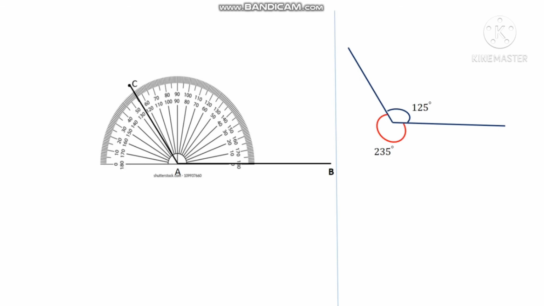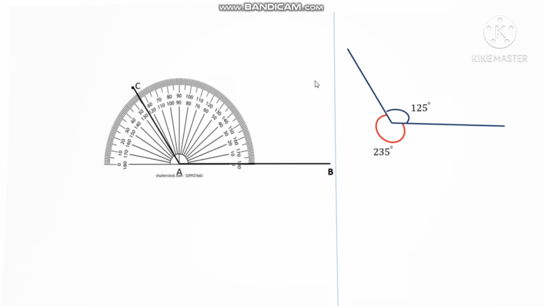If you have any question in which you have to draw a reflex angle, first step, you subtract that reflex angle from 360 degrees, and whatever answer you get, draw that angle by using the protractor, and the outer angle represents that reflex angle.